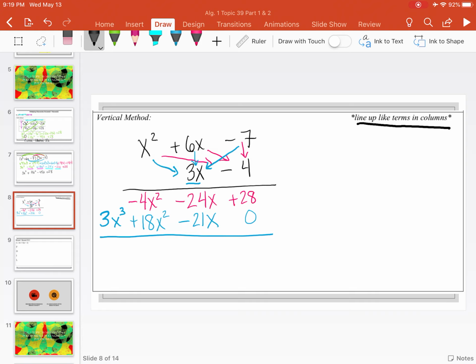Okay, now we can add. 28 plus 0 gives us 28. Negative 24x minus 21x is negative 45x. And notice, our like terms are already aligned vertically here, so it's super helpful. Negative 4x squared plus 18x squared gives us positive 14x squared. And then we add 3x cubed. And that's our final answer.